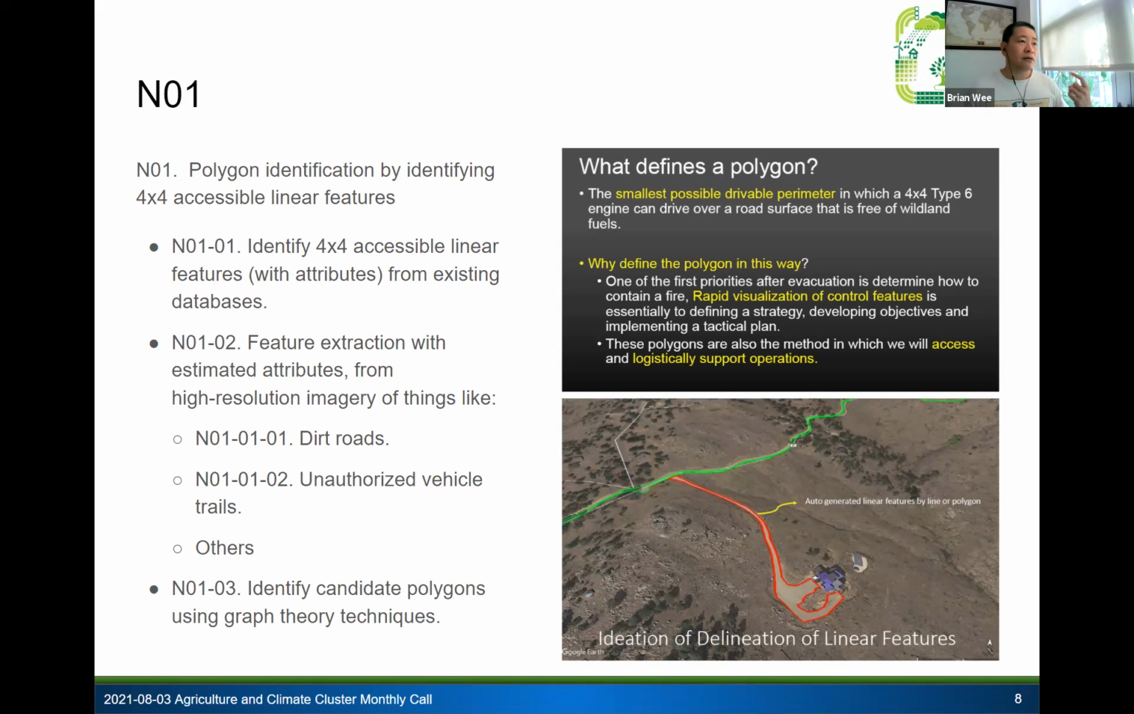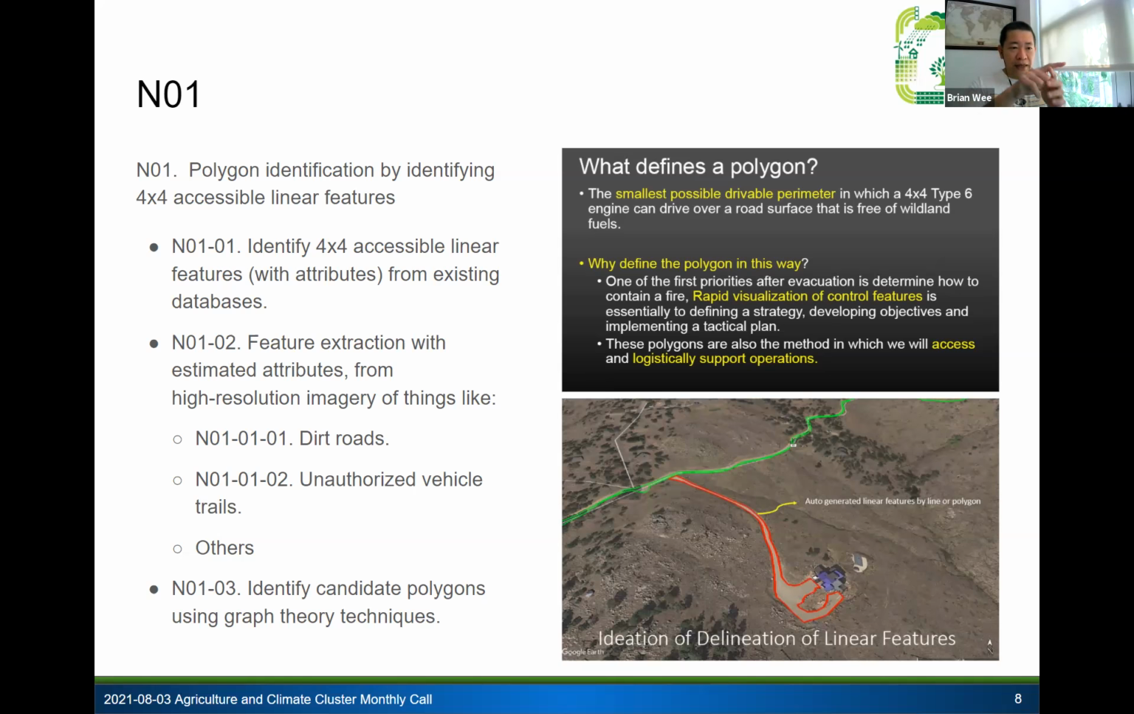In order to do that, the first thing you need to do is identify the 4x4 accessible linear features from existing databases. Now, there are also linear features that are not in existing databases, but can be extracted and identified from high resolution imagery. That is what the second sub-need, N01-02, is about. First, of course, try to get them from existing databases. If you cannot, it'll be extra nice to have, say, a feature extraction algorithm run on high-res imagery.